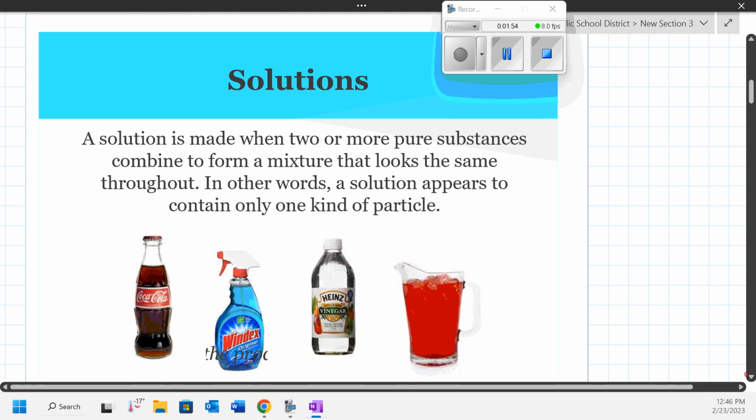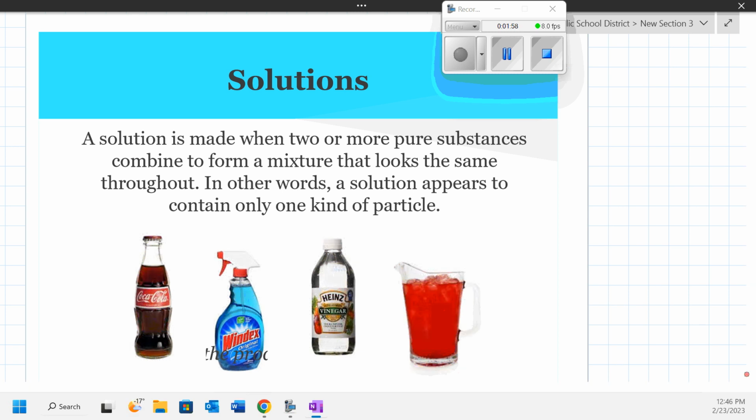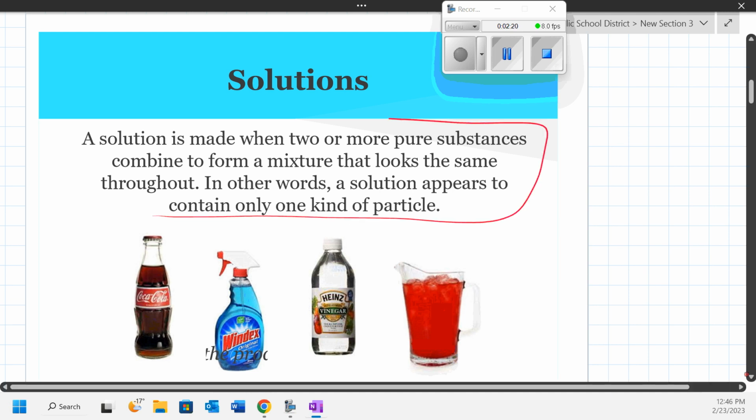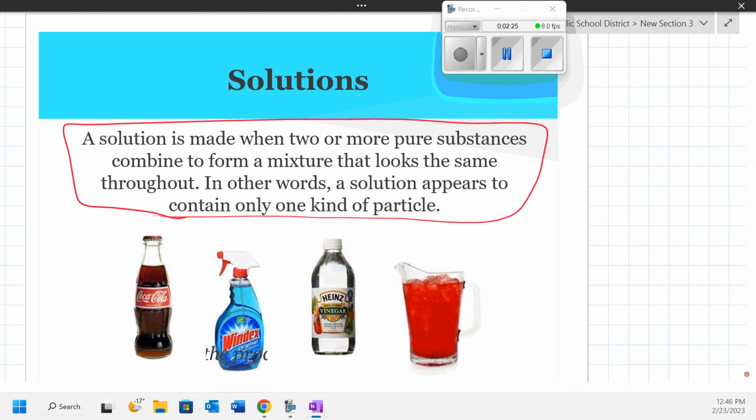So now, a solution is made when two or more pure substances are combined to form a mixture. Usually, one of those substances is water. Now, you have to keep in mind that this is the definition taken straight from your textbook on page 43, which is chapter 3 of Unit A.